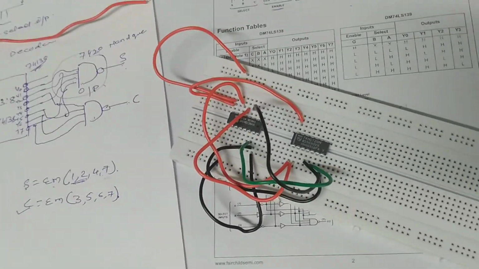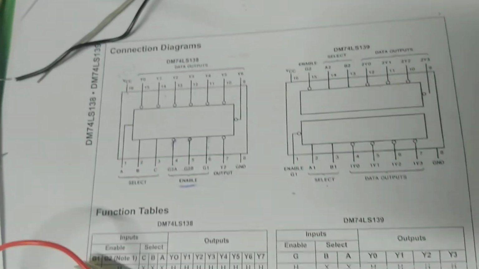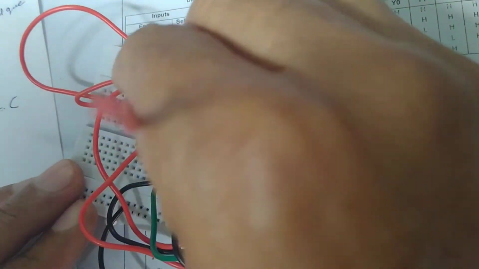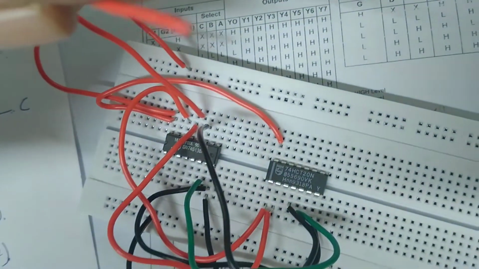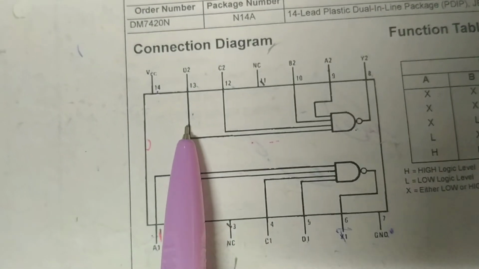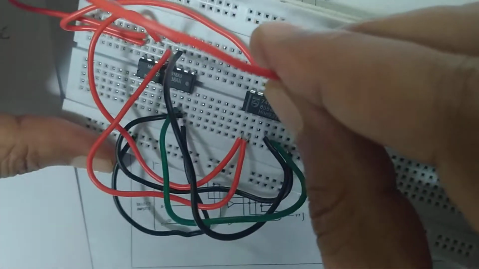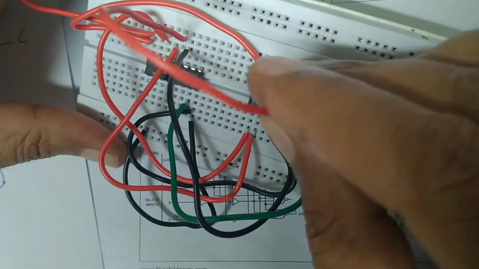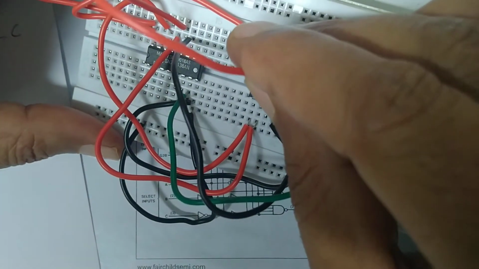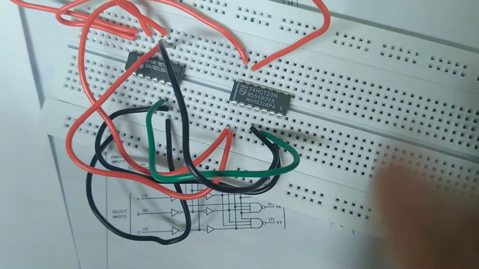First we have to connect the Y3 output. Y3 output is present at pin number 12 of the 74138. It is connected to one input of this IC, and we will connect it to pin number 13. So pin number 13 is this. This is a 14 pin IC. That's why we will connect this at pin number 13.